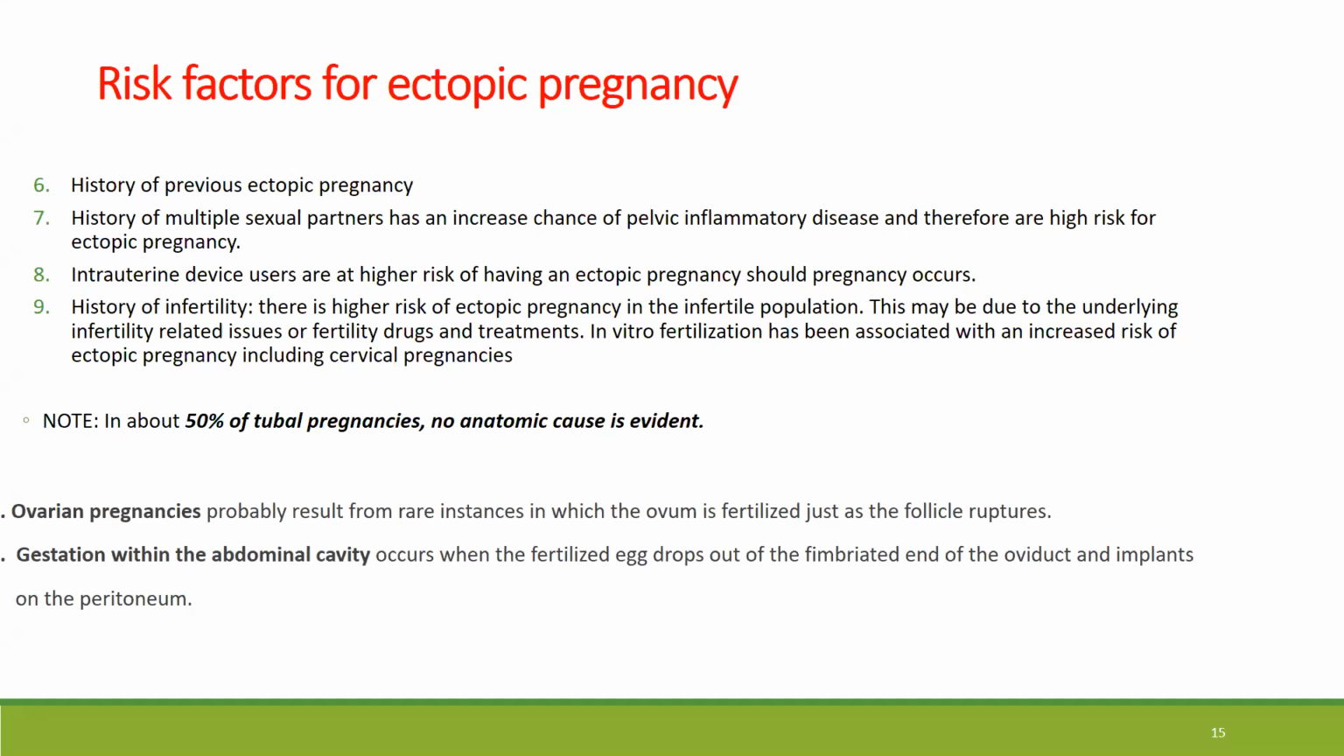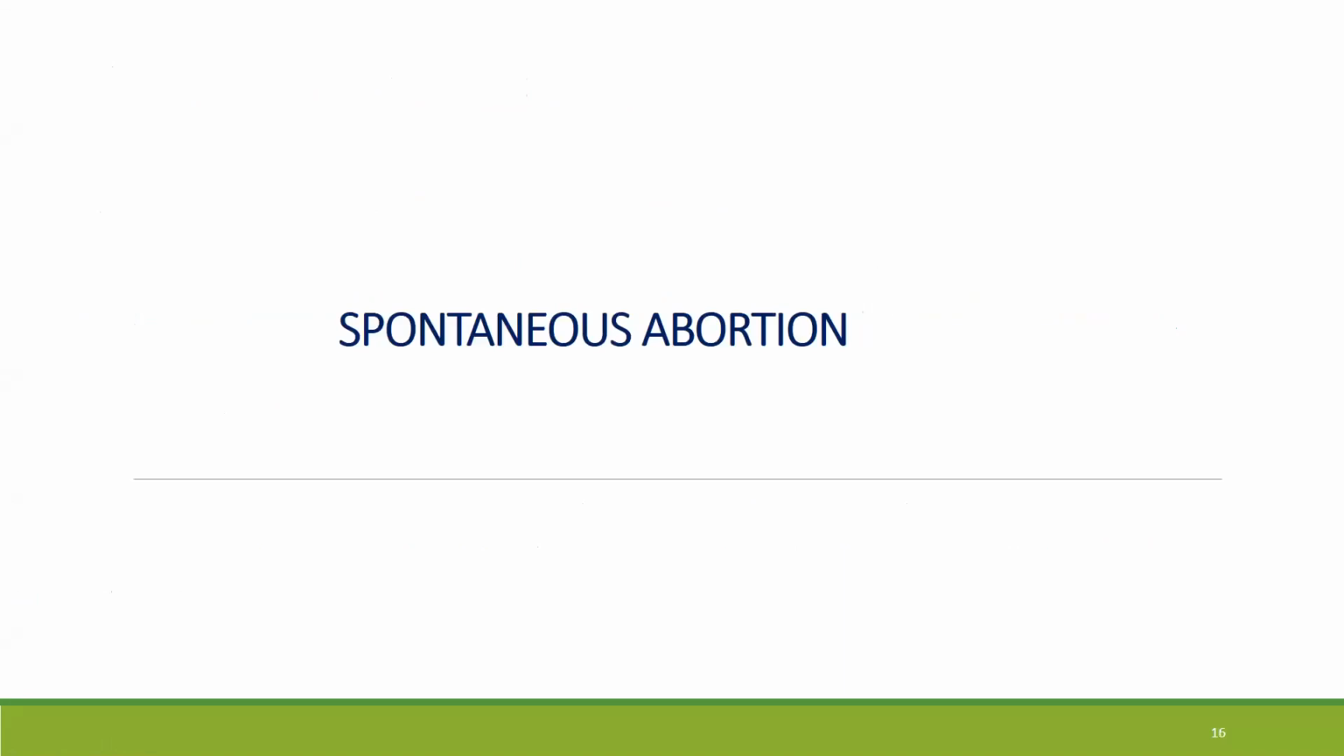Ovarian pregnancy, as I said, is really rare. Gestation within the abdominal cavity can be seen, but again, it's really rare. So ectopic pregnancy, remember, is most of the time in the fallopian tube.